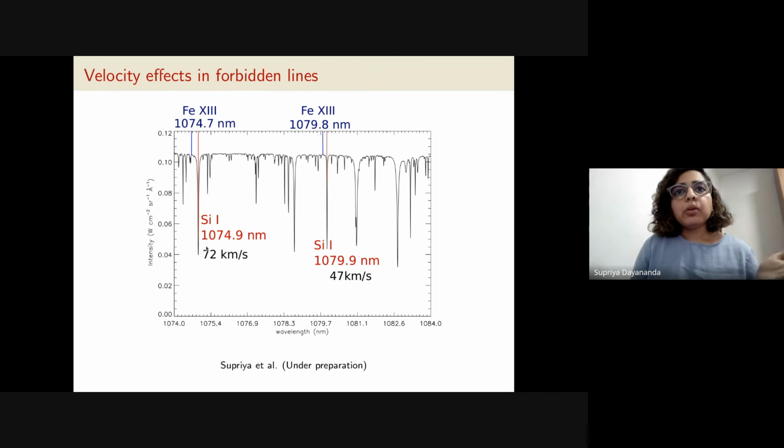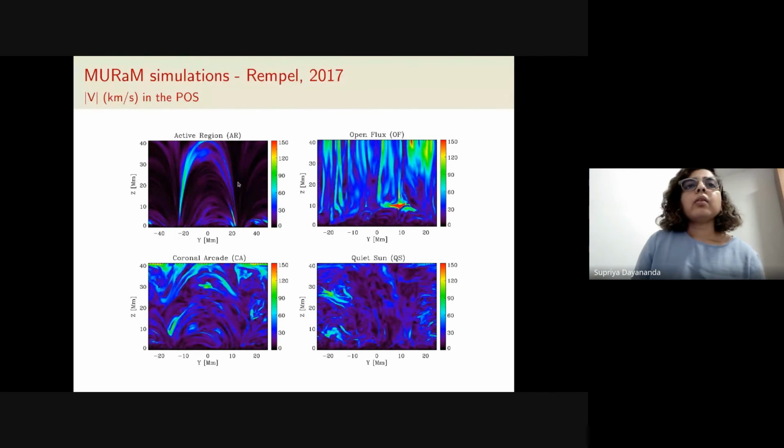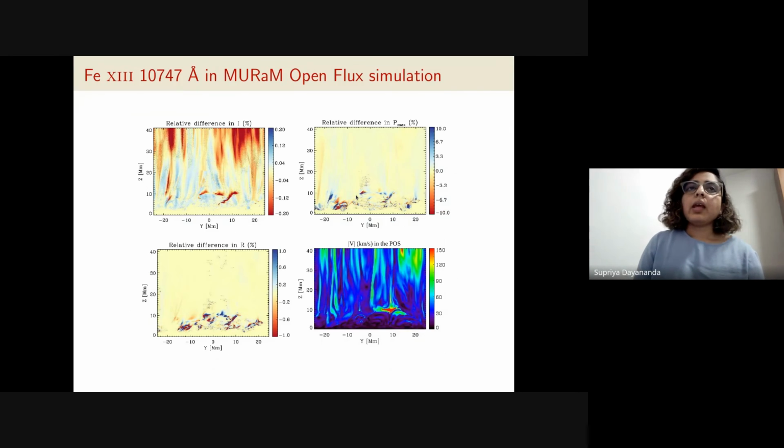So we explored this in a series of MURaM simulations this time. And here we plot the magnitude of velocity in all the MURaM models that we had for different solar conditions. And we see that the open flux model is where you see maximum change in the velocity fields. So we consider this model for further studies.